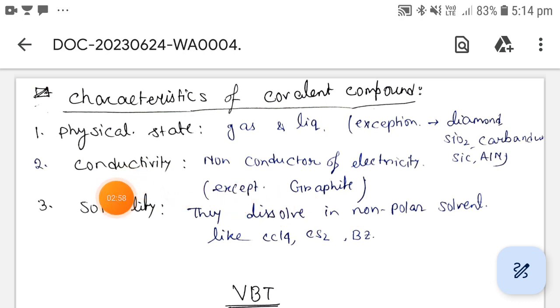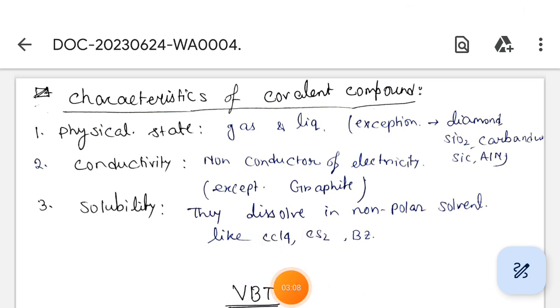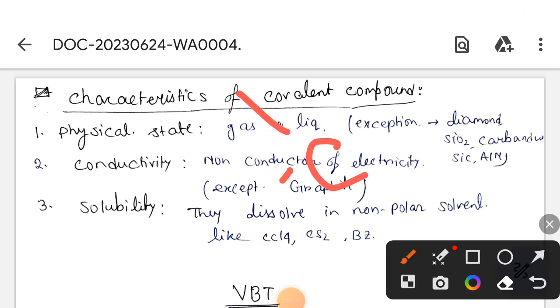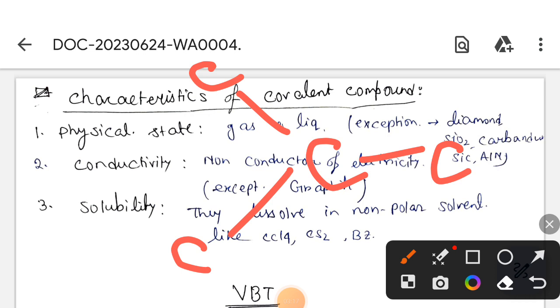Next, conductivity. Covalent compounds are not conductors of electricity, except graphite. If a question asks why graphite conducts electricity, it is because graphite has a sheet-like or layer-like structure. One carbon atom is attached to three carbon atoms. The valency of carbon, you know, is 4, so one electron is unpaired here. This electron is basically the reason for the conductance.